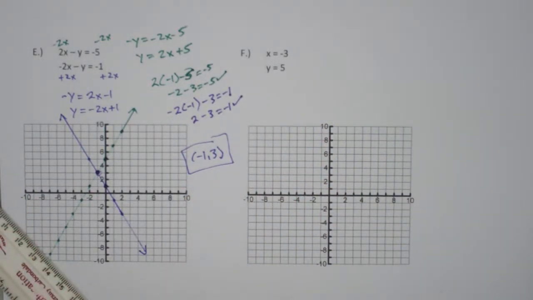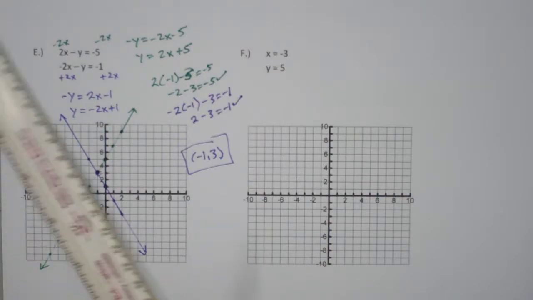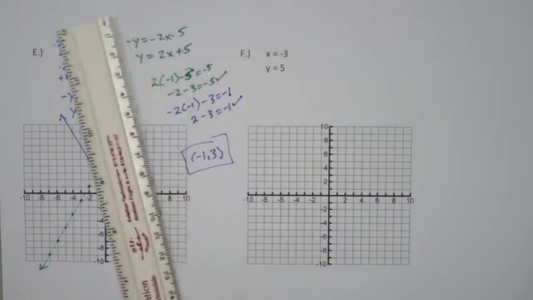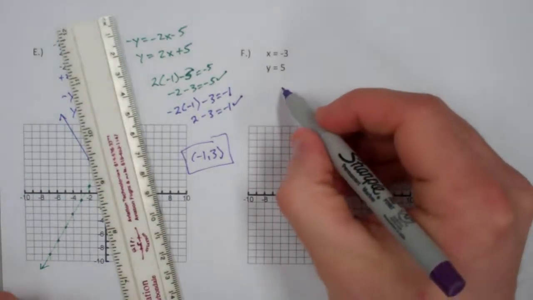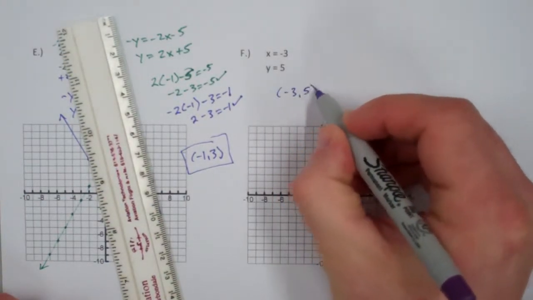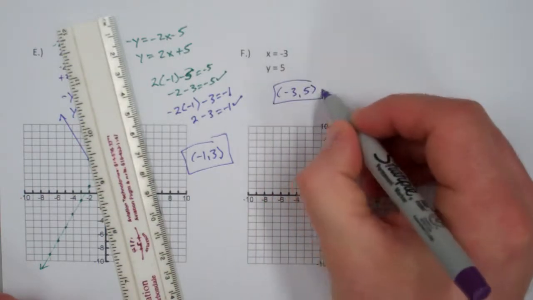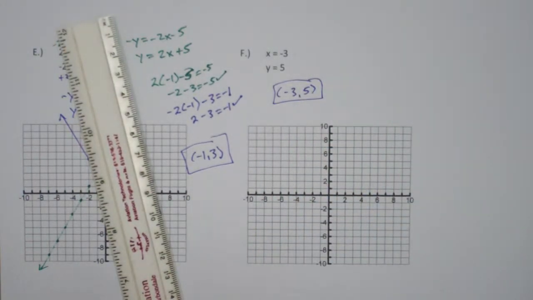For part F here, at first glance, it might look a little tricky, but this is actually a very easy system to solve. They kind of tell you what each one is right now, so you could even guess and say, well, the solution to this must be negative 3, 5. X is negative 3, y is 5. Well, you'd be right, but let's graph it and see how it looks.